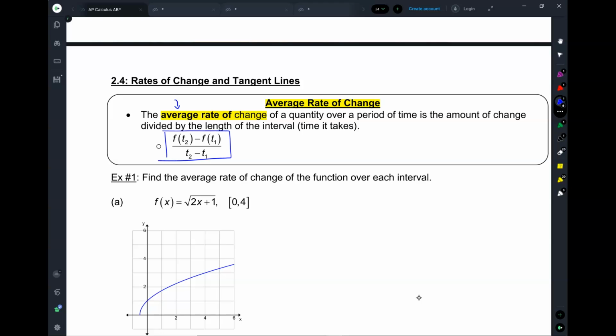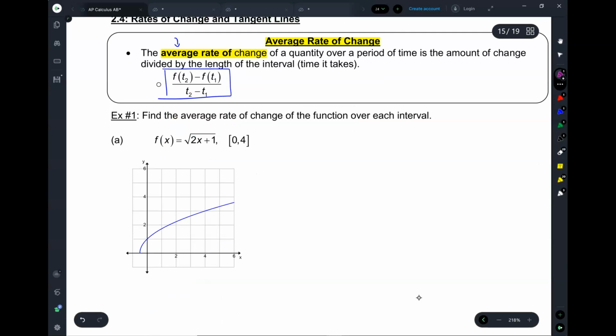This is the same as the slope that you guys are used to from before. It's important for you to remember not just the formula, but that this is called the average rate of change, because very soon you're going to have another type of rate of change, and it's very common for students to confuse the two. Okay? So, average rate of change is just slope of 2 points, basically.